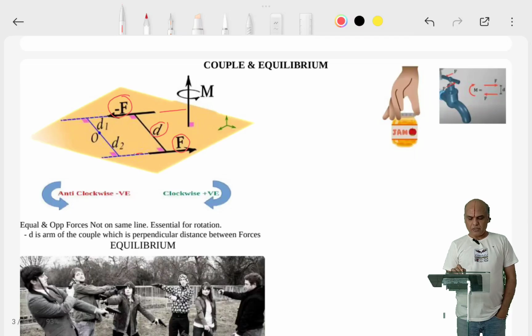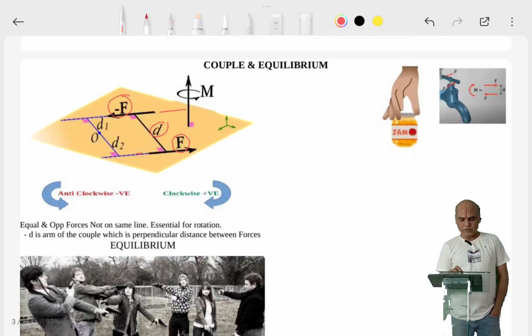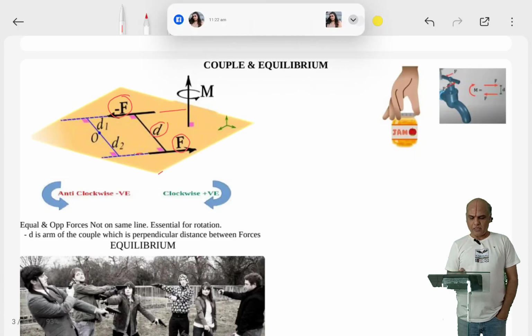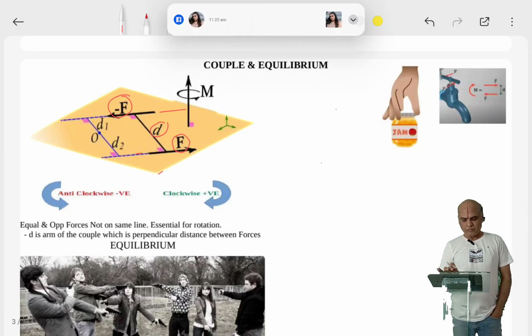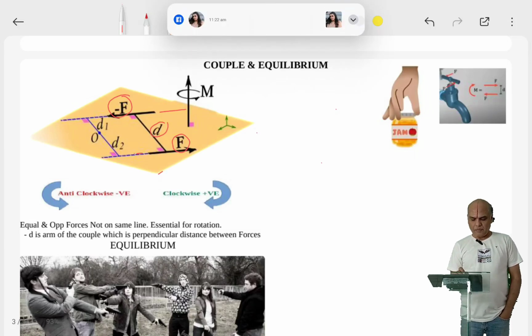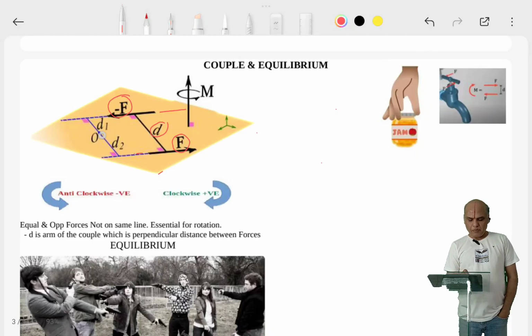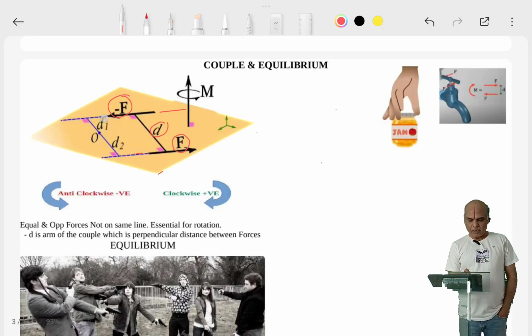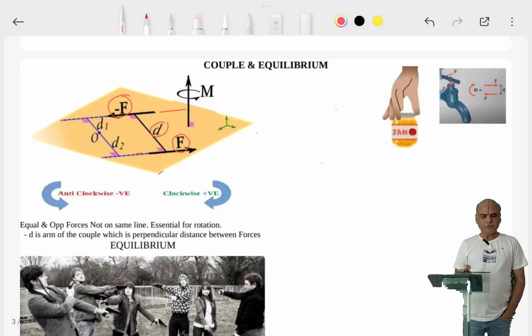If such a pair of forces is acting on a body, which is shown in yellow color, let the body be pivoted at point O. So the distance of the line of action of the negative force, minus F, is d1, and the distance of the line of action of the positive force is d2.